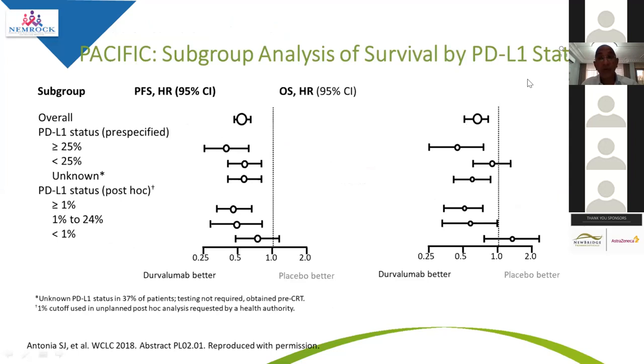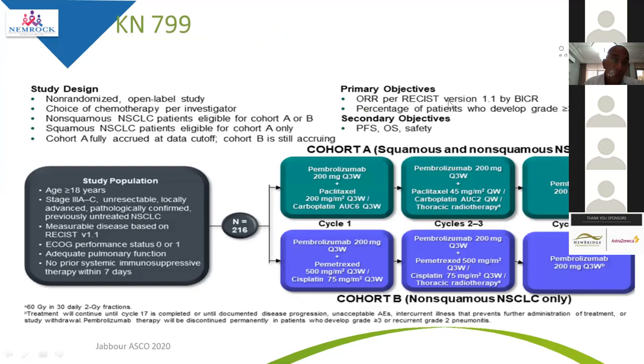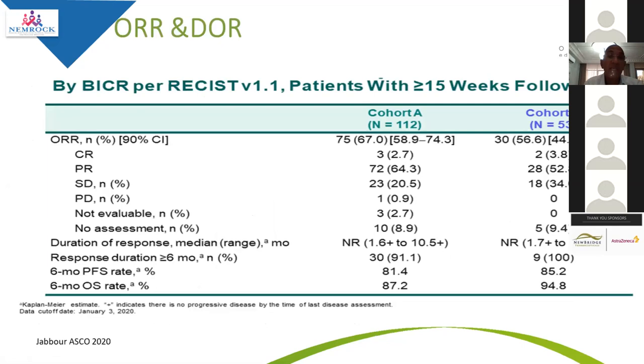The second is a trial that was also sort of the same, presented at the expo, the Keynote 799. Again, this was the use of pembrolizumab with pemetrexed and cisplatin or carboplatin paclitaxel. This was not a randomization, but what you can see is that you're generally getting the same results as probably those from the Imfinzi. You are getting an overall response rate for these patients that is actually quite high. You can see that there is around a 75% response with a long duration of response.